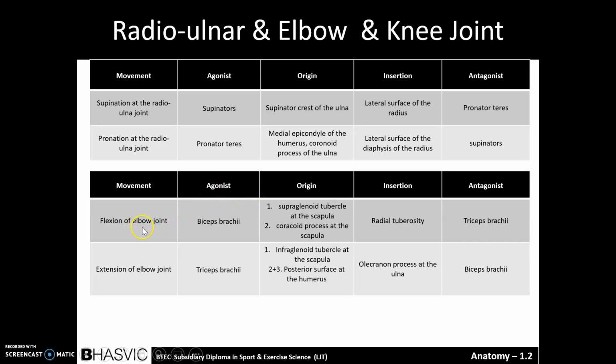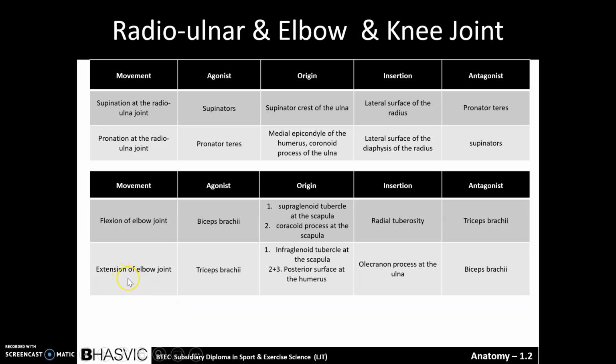At the elbow joint, flexion would occur with the agonist being the biceps brachii, and the origins would be the supraglenoid tubercle at the scapula and the coracoid process at the scapula. See, they're numbered as the biceps has 2 origins and the triceps has 3 origins. The insertion of the biceps brachii would be the radial tuberosity, and the antagonist would be the triceps brachii.